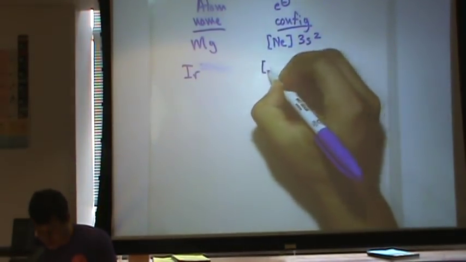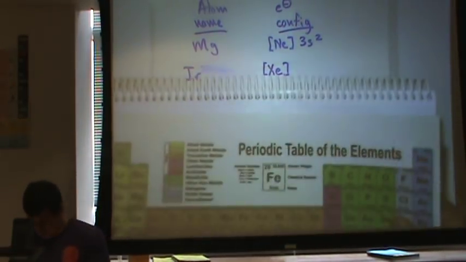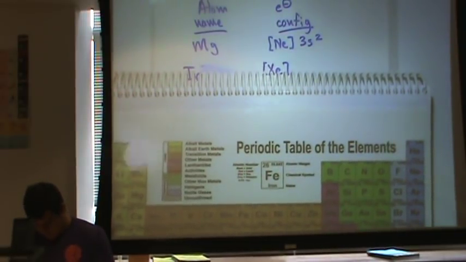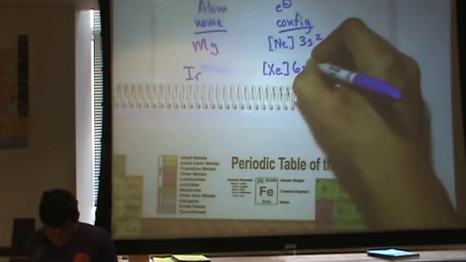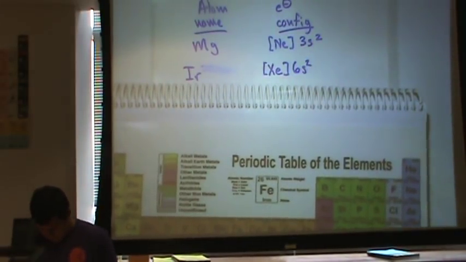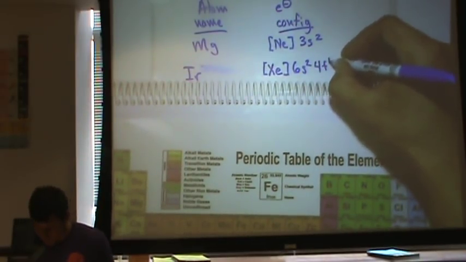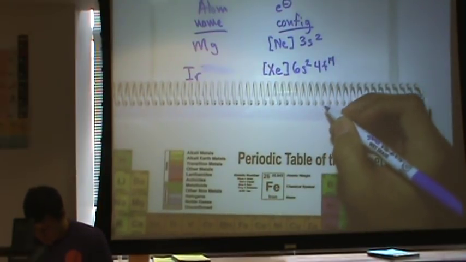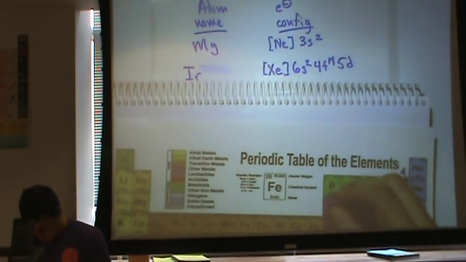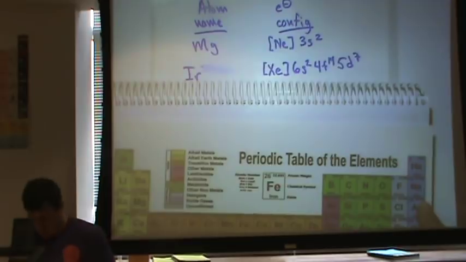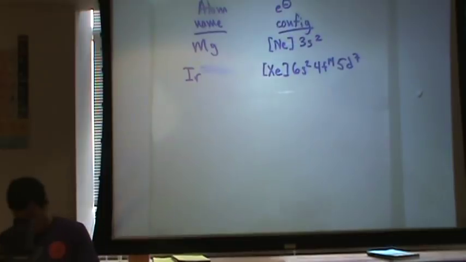So let's start by writing just the standard configuration without it being oxidized. So it's going to be xenon, 6s2, 4f14. Remember, we want to fill up the f orbitals before the d orbitals. And then 5d7. So this would be the electron configuration for iridium if it was on its own, without being charged.